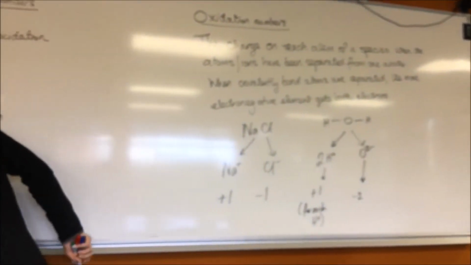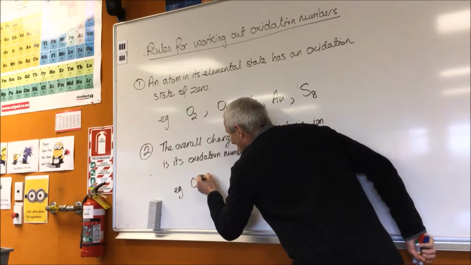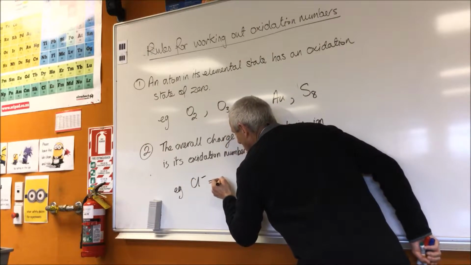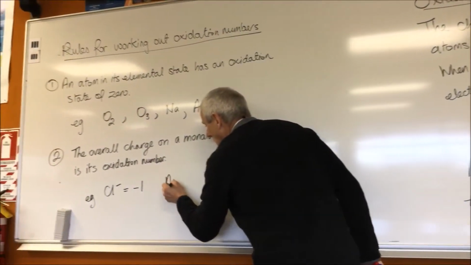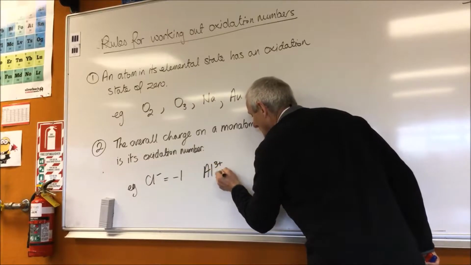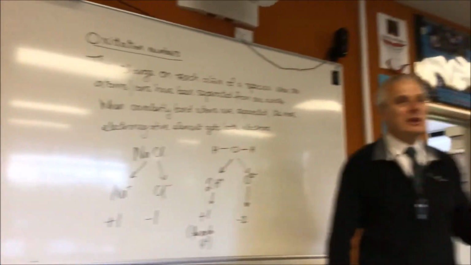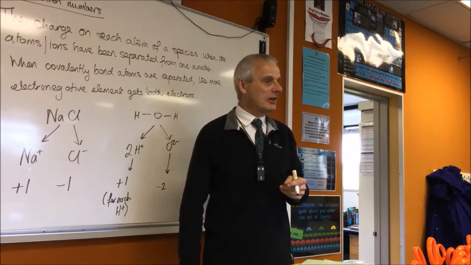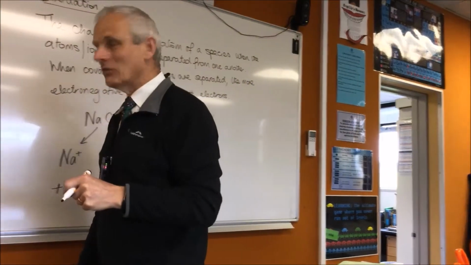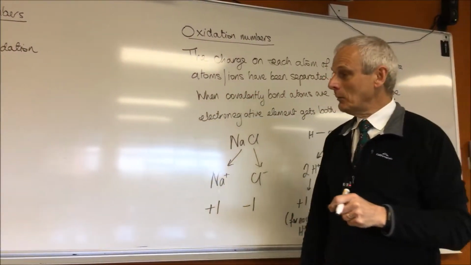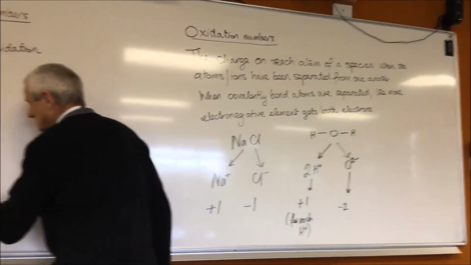So if we take, for example, Cl minus, the oxidation number is -1. If we have Al3 plus, it's equal to +3. Notice that I always put the plus in front of them, even if it's not necessary. It just puts it in your mind. You're distinguishing between plus and minus. Get into the habit of it. It's probably a good habit to get into. And so on.